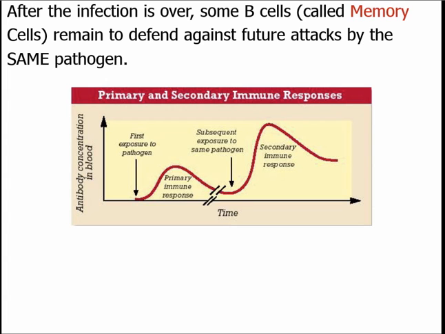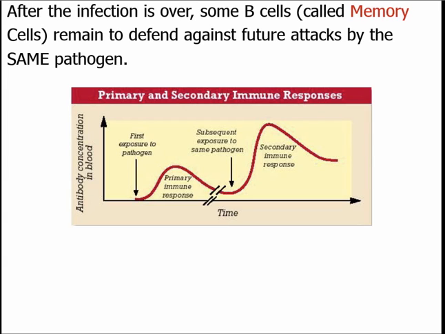All right, once the infection is over, once all of the cells that have been infected have had holes poked in them by the cytotoxic T cells, and once all of the invaders have been inactivated by the antibodies being sprayed on them, some B cells are left behind. They're called memory cells, and those B cells remain to defend against future attacks by the same pathogen.